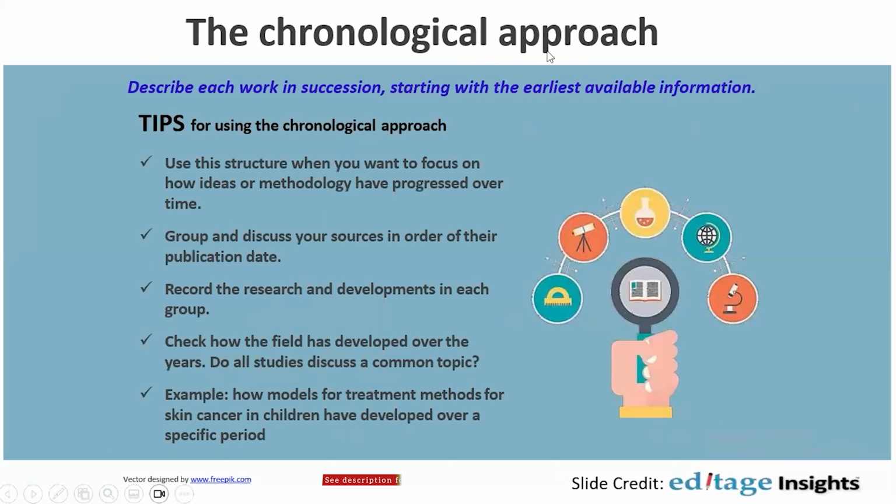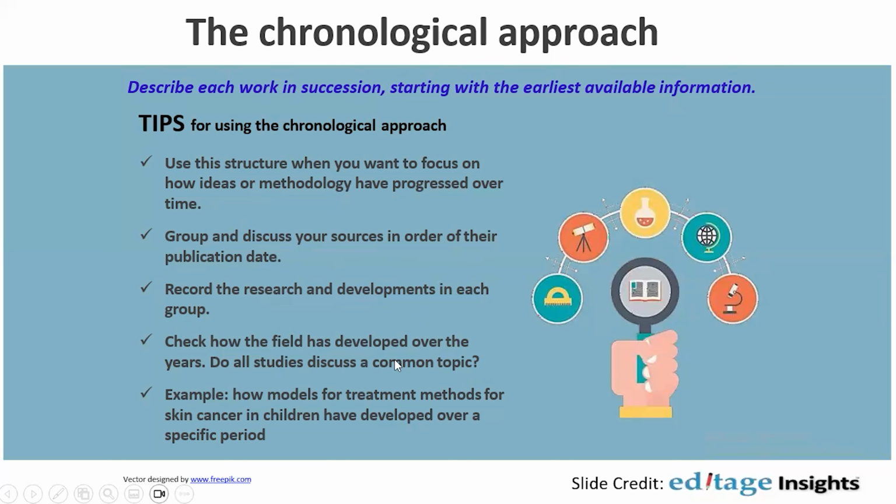So the first one is the chronological approach. Describe each work in succession, starting with the earliest available information. That means starting from a specific time span, then going up to the recent one. Tips for using the chronological approach: use this structure when you want to focus on how ideas or methodology have progressed over time. Group and discuss your sources in order of their publication date, record the research and development in each group, then check how the field has developed over the years.